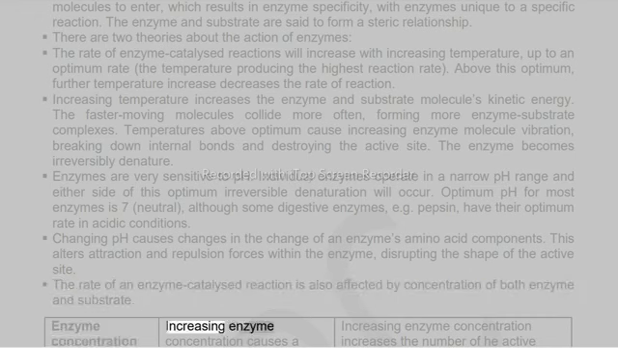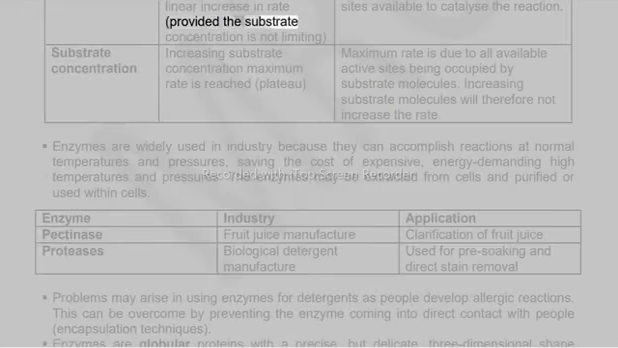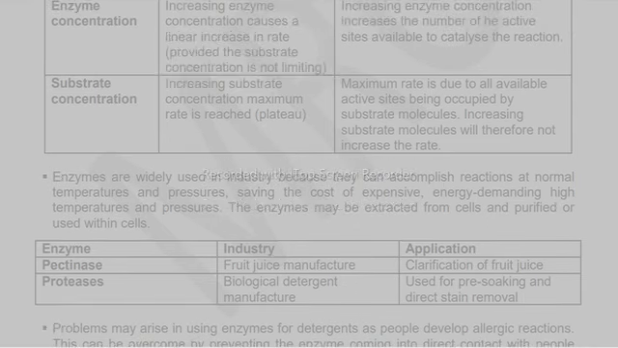Enzyme concentration. Increasing enzyme concentration causes a linear increase in rate, provided the substrate concentration is not limiting. Increasing enzyme concentration increases the number of active sites available to catalyze the reaction. Substrate concentration. Increasing substrate concentration increases rate until a maximum rate is reached, a plateau. Maximum rate is due to all available active sites being occupied by substrate molecules. Increasing substrate molecules will therefore not increase the rate.